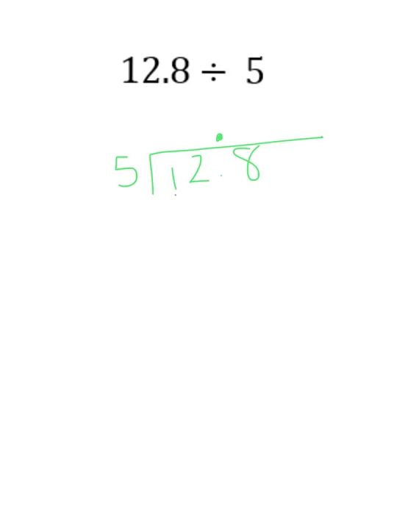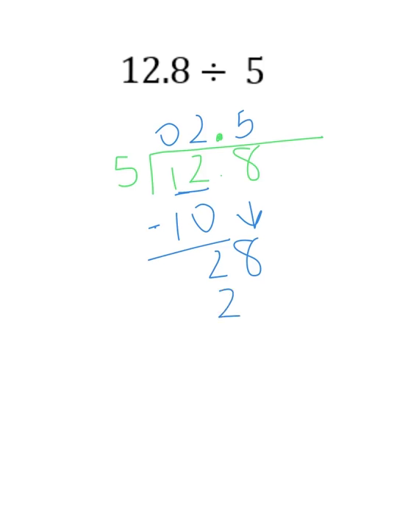So 5 goes into 1 0 times. 5 goes into 12 twice though, because 2 times 5 is 10. When I subtract that, I get 2. I'm going to bring down this 8. 5 goes into 28 5 times, because 5 times 5 is 25. Go ahead and subtract that.